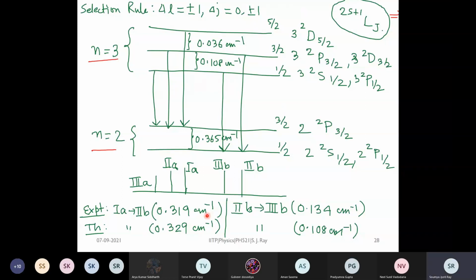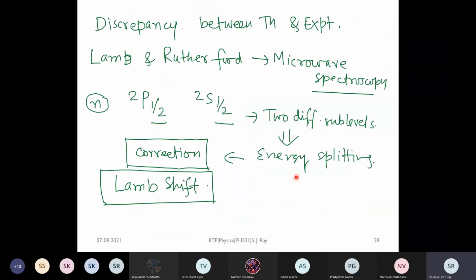What is the reason behind this discrepancy? There is some argument given by these two scientists, Lamb and Rutherford. They did the measurement through microwave spectroscopy and saw that there is some discrepancy happening. So the reason is the following. Let's say we have a specific value of n, and there are two different sublevels or two different terms which are possible. Let's say 2p half and 2s half.